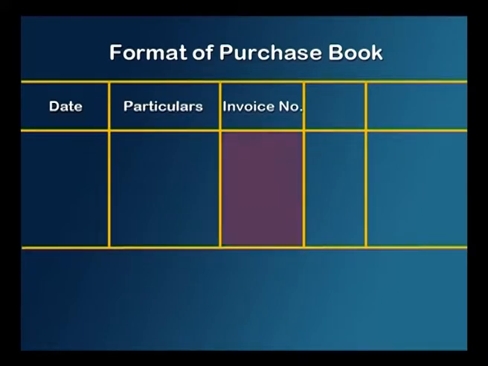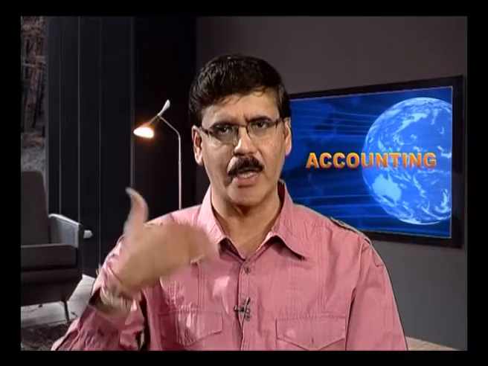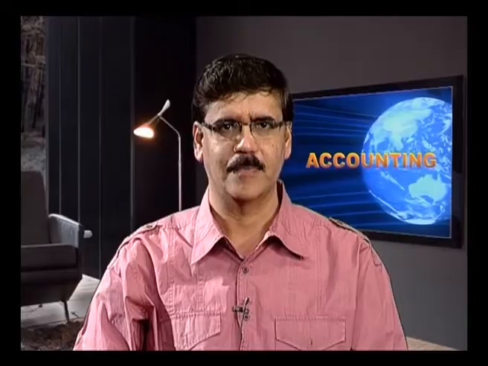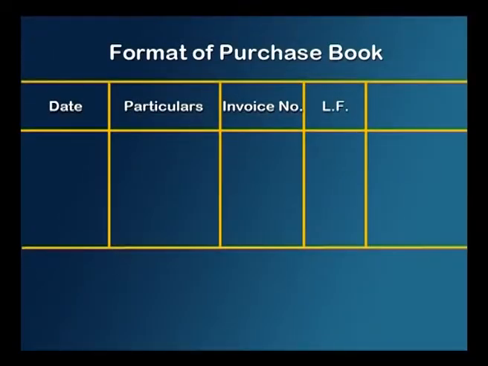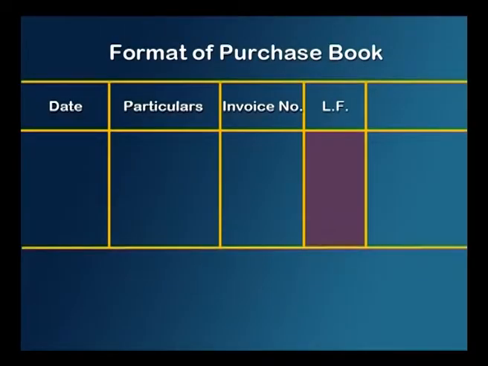Invoice number column, this is third column. Invoice is popularly known as bill. The number of invoice issued by the supplier is written in this column. This invoice is also known as inward invoice as it represents inward movement, that is purchase of goods. The next column is LF column. Recall that LF stands for ledger folio. The transactions recorded in purchase book are posted in purchase account in ledger afterwards. The corresponding page number of ledger where purchase account appears is written in this column.